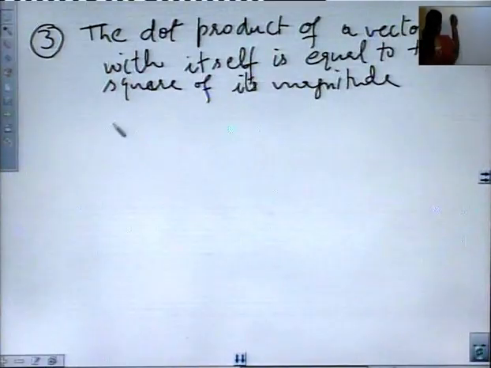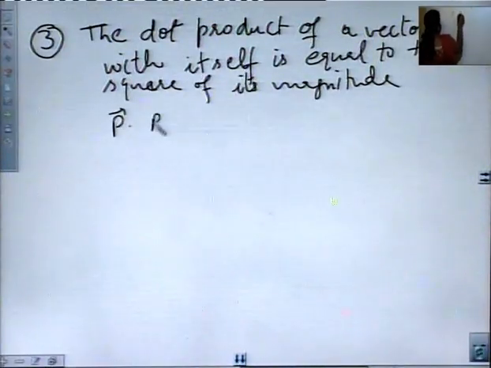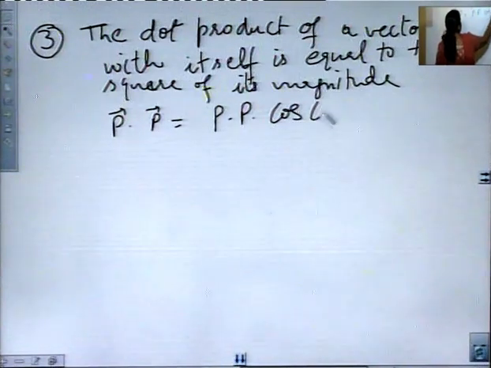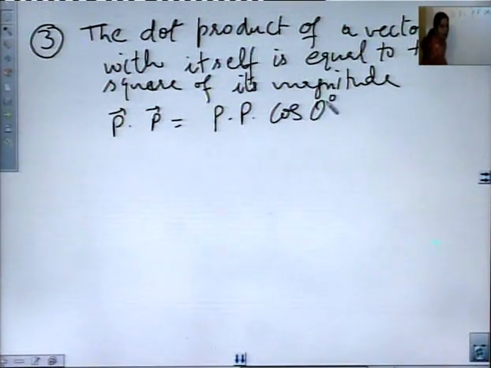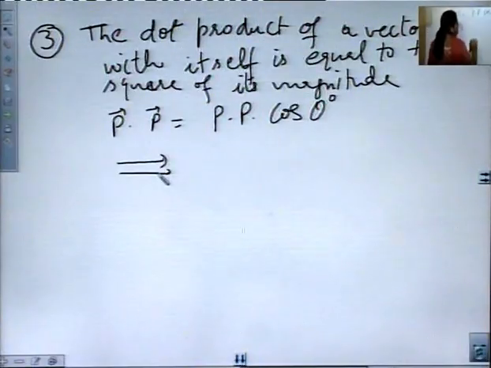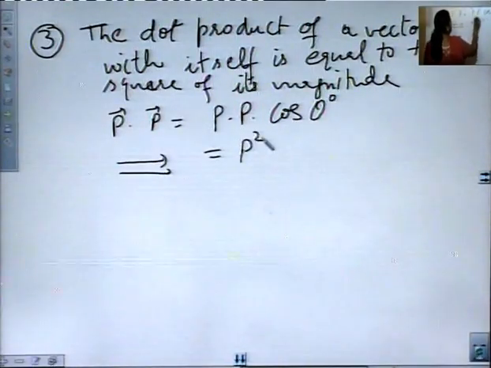Suppose we take P vector dot P vector, this will be equal to P into P into cos of 0 degree. As P vector and P vector are parallel to each other or along the same line, theta is 0 degree, cos 0 is equal to 1, so this is equal to P square.